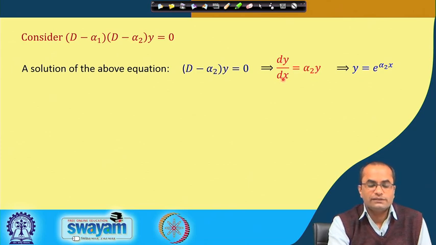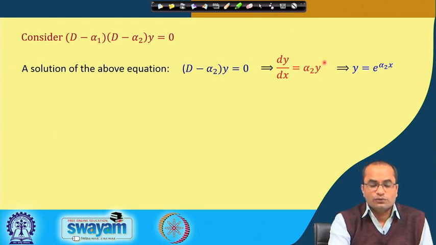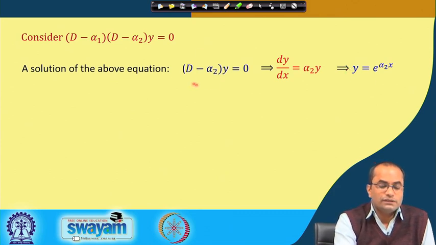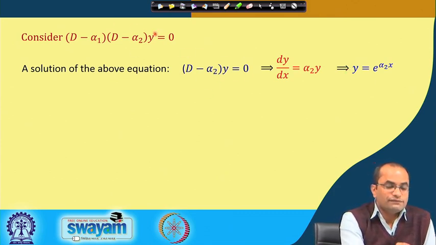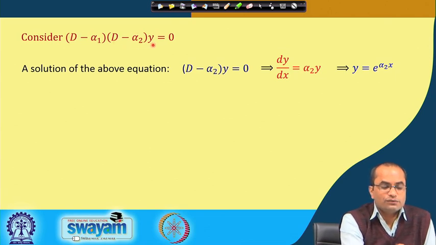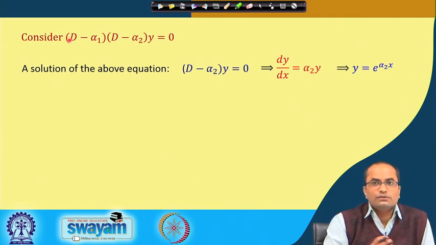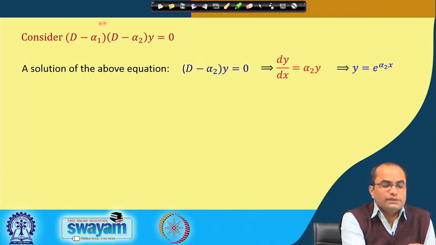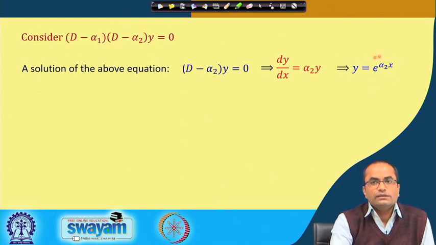So, dy, and we can take y here, and then dx can go to this side, and then we can integrate. The solution of this dy over dx equal to alpha 2 y is given here as y is equal to e power alpha 2 x. So, we have the solution of this part of the given equation, and this y is equal to e power alpha 2 x will satisfy the given equation, because d minus alpha 2 y here is 0, and when we operate this d minus alpha 1 on 0, the answer will be 0, meaning that the equation will be satisfied by this solution.